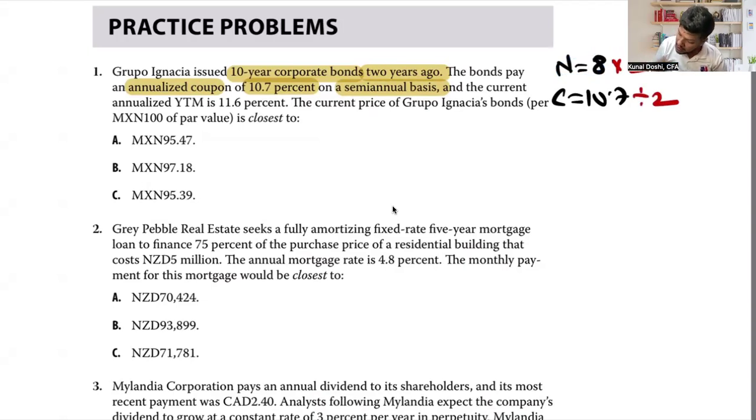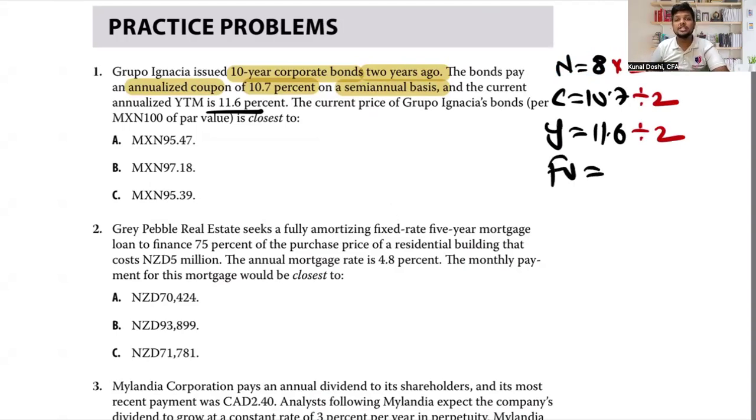Okay. Current annualized YTM. So YTM is 11.6. This also you'll divide by 2 because it's a semi-annual bond. The current price of the bond is closest to. Now they haven't given you the face value or the par value of the bond, but by looking at the choices, I can conclude that the face value would be around 100. That's why I have the prices in the 90s. So my face value is par.